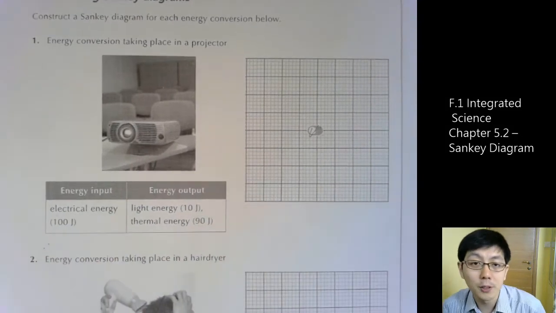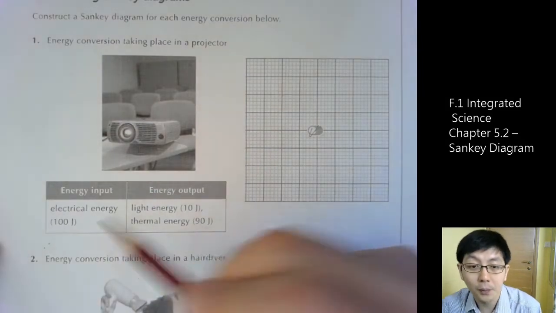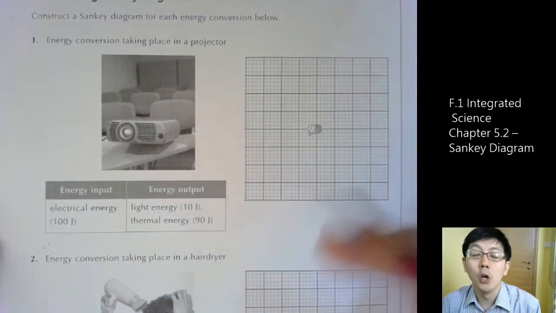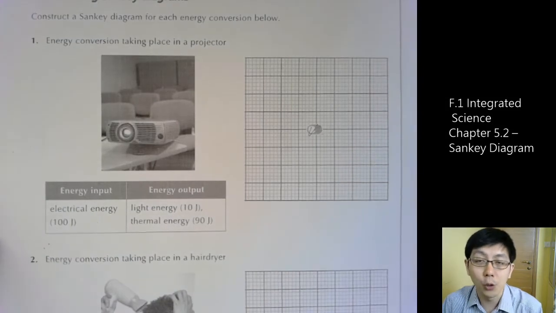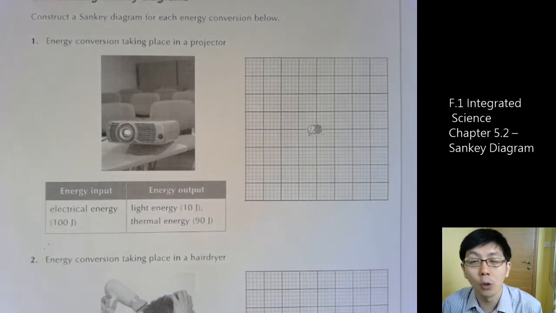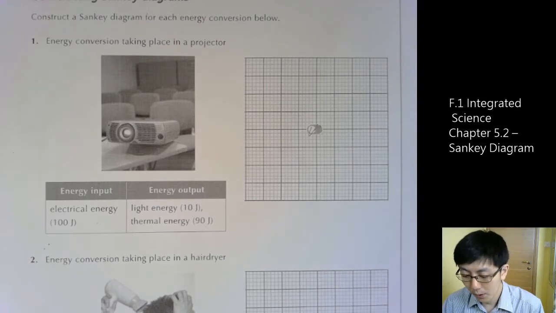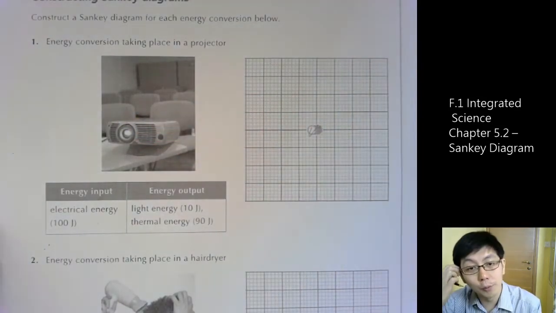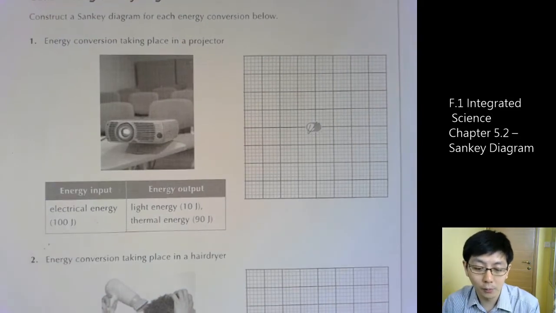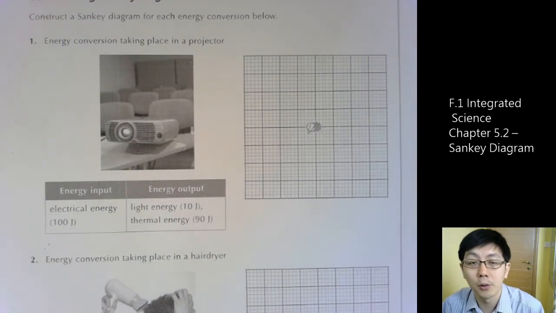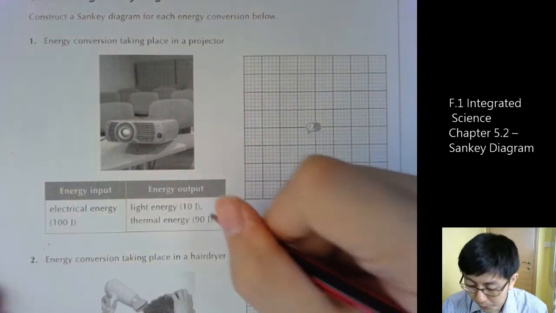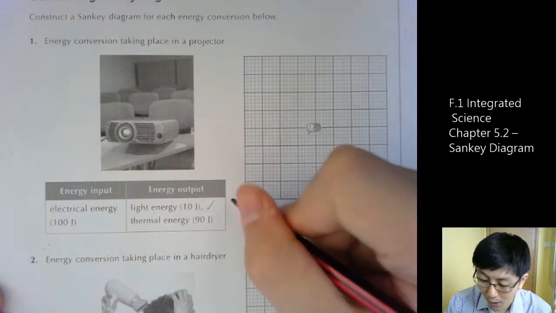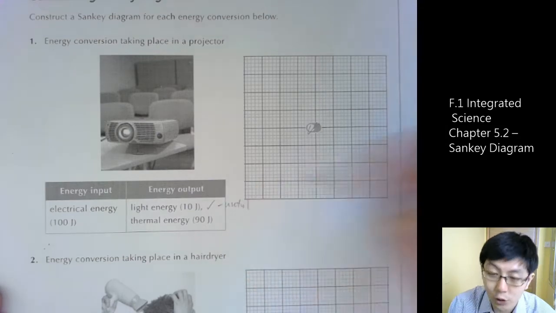So for the first case, the projector, how can we construct a Sankey diagram for a projector? Now, first of all, this is the energy input and the energy output here. You need to think which one is the useful energy form and which one is not useful energy form. So we're using a projector. We use it to watch the movie or use it in the classroom to show the PowerPoints, etc. So of course, light energy is our useful energy form.